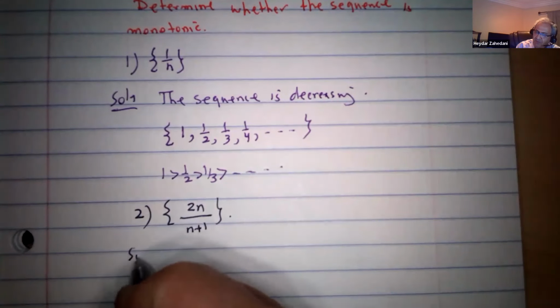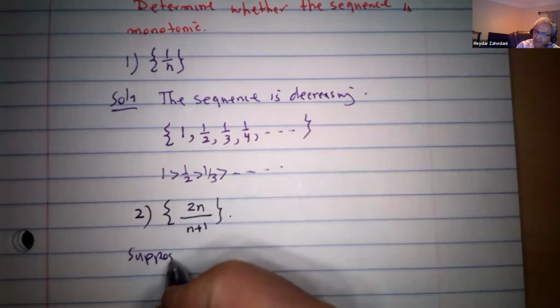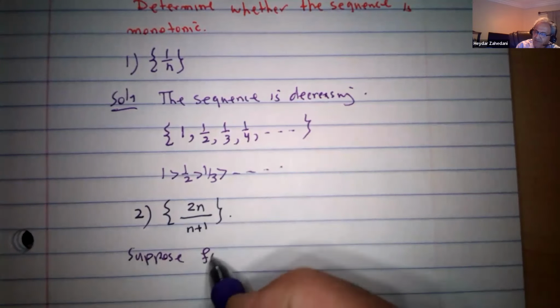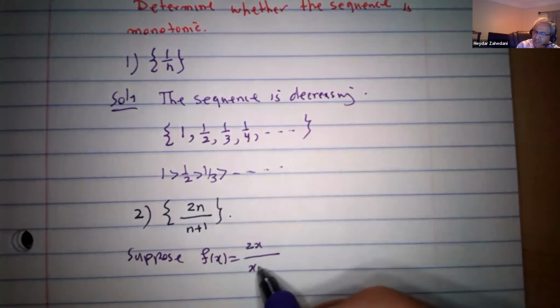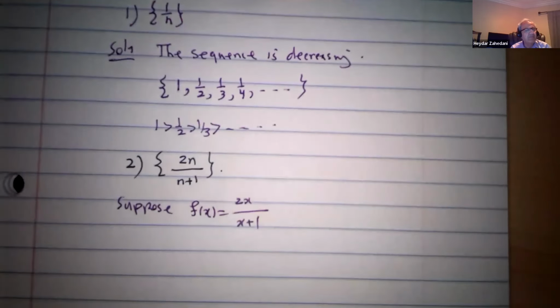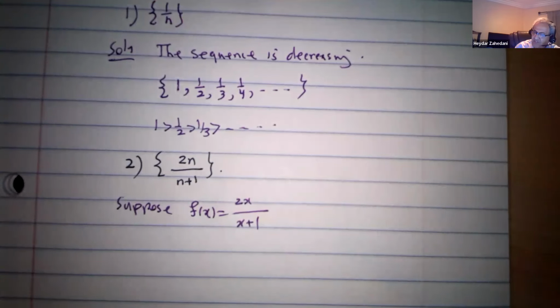So this is what you're going to do. Suppose f of x is a function, 2x over x plus 1. Now you want to know whether this is increasing or decreasing, so differentiate it. So what's going to be left of this function?